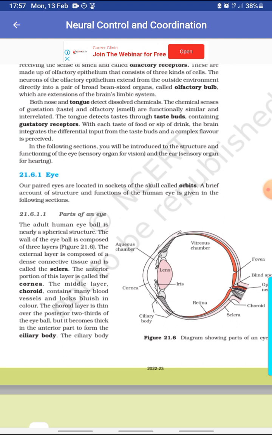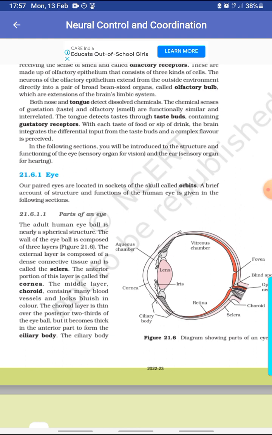A brief account of structure and functions of the human eye is given in the following section. Parts of an eye. The adult human eyeball is nearly a spherical structure. The wall of the eyeball is composed of three layers. The external layer is composed of dense connective tissue and is called the sclera. The anterior portion of this layer is called the cornea.